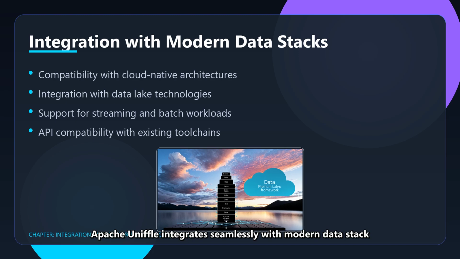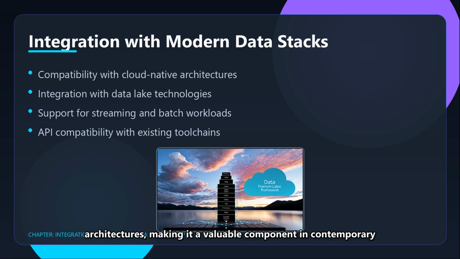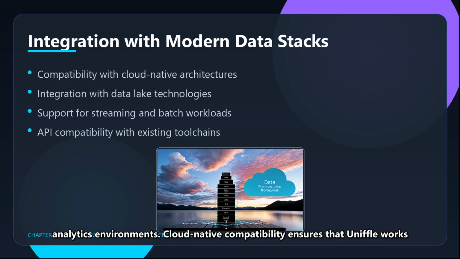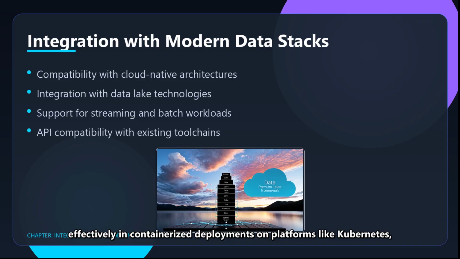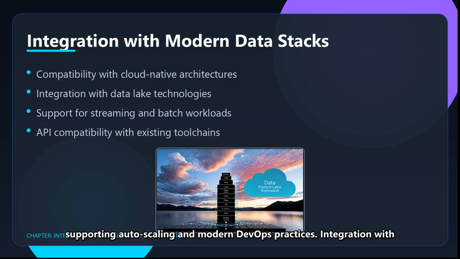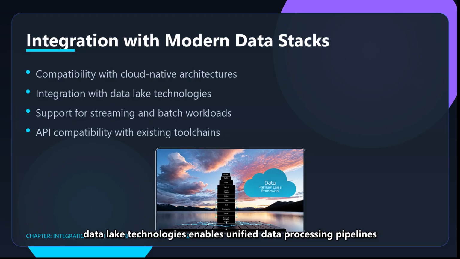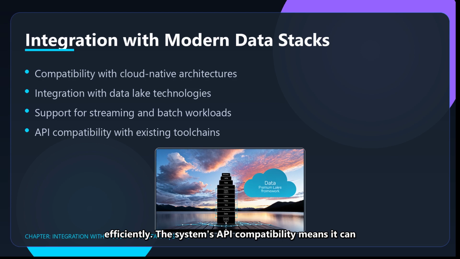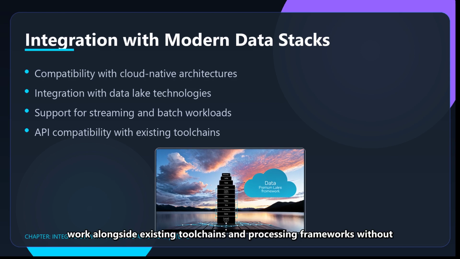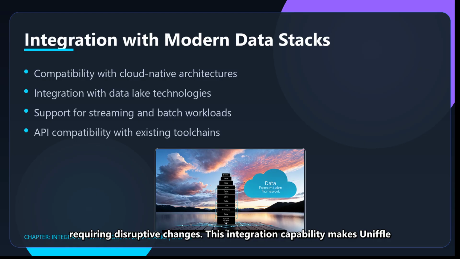Apache Uniffle integrates seamlessly with modern data stack architectures, making it a valuable component in contemporary analytics environments. Cloud-native compatibility ensures that Uniffle works effectively in containerized deployments on platforms like Kubernetes, supporting auto-scaling and modern DevOps practices. Integration with data lake technologies enables unified data processing pipelines that can handle both batch and streaming workloads efficiently. The system's API compatibility means it can work alongside existing toolchains and processing frameworks without requiring disruptive changes.